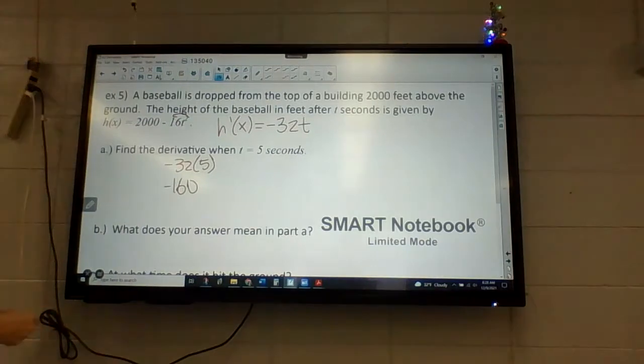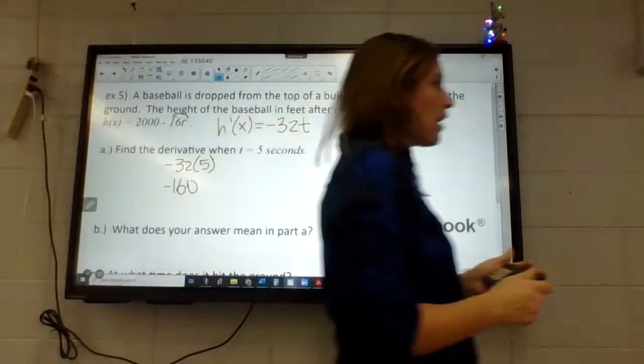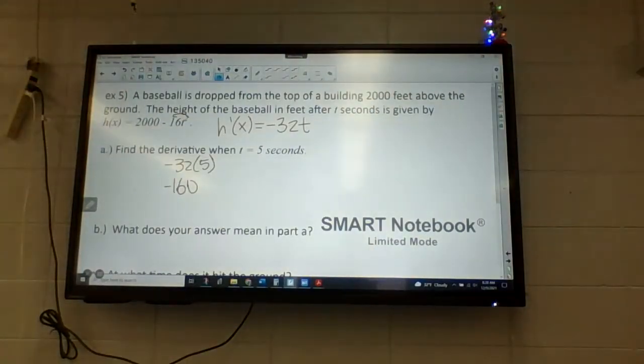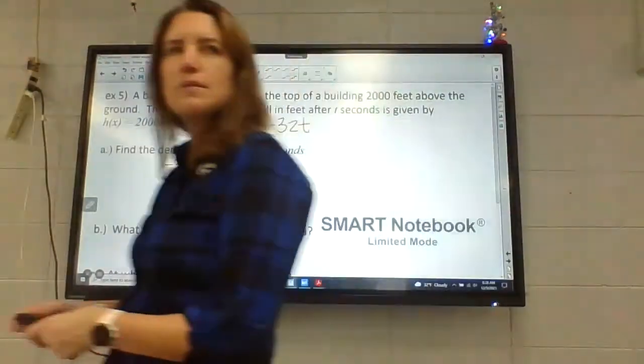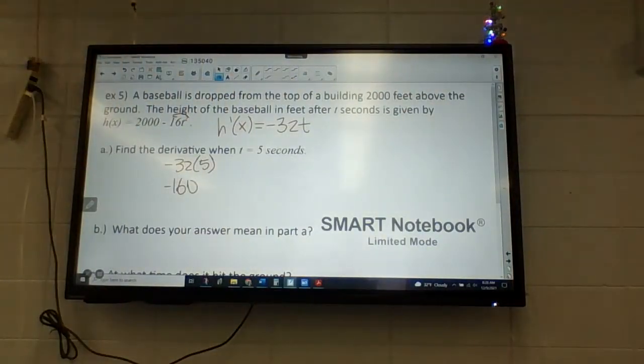So we have to look at the problem, and we never even read the problem really. The baseball's dropped from the top of a 2,000-foot building to the ground. They want to know the derivative at t equals 5 seconds. What does that mean for this problem? In this real life problem where we're dropping a baseball off a building, what does -160 mean?